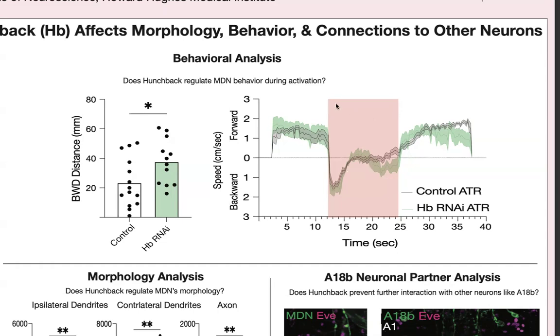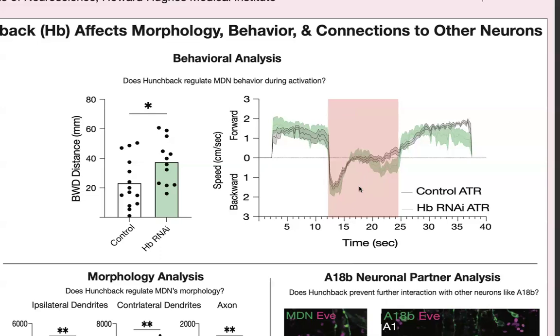And then here we see that during this red light therapy, where MDN is getting activated using optogenetics, they're actually going backwards faster. That means the speed is going down more on the axis, and it is also going backwards for a longer time. So this made me think that something is changing in MDN when Hunchback is knocked down.